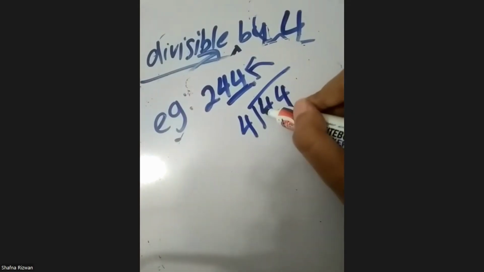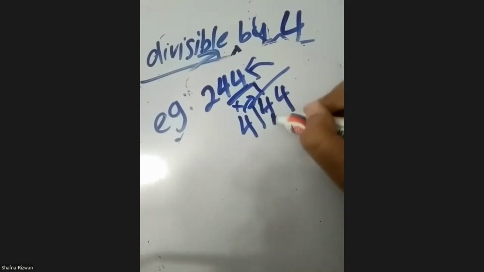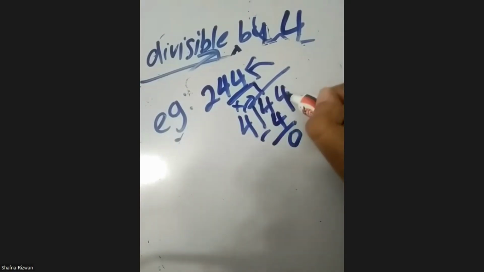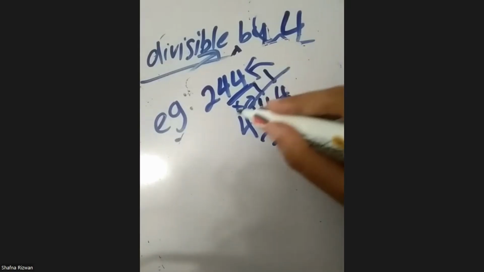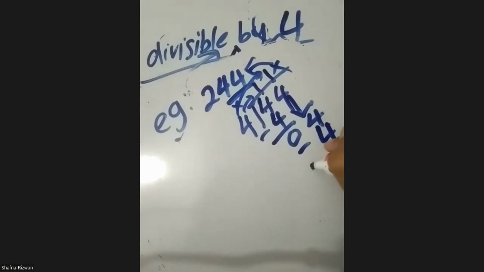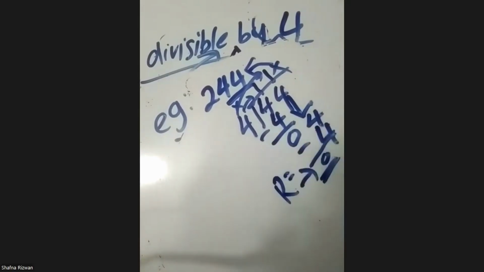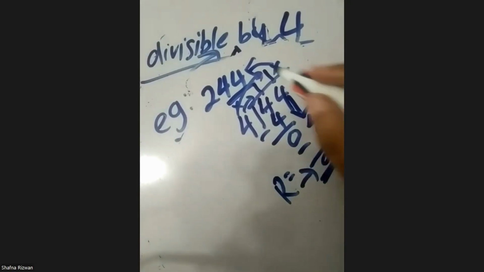4 divided by 4 is how much? 1. So 4 multiplied by 1 is 4. 4 minus 4 is 0. Bring your 4 down. So if you take 4, how many 4 do you have inside the 4? 1 time. 4 multiplied by 1 is how much? 4. 4 minus 4 is how much? 0. Okay, so you're getting a remainder of how much? 0. So because of that reason, what can you say?